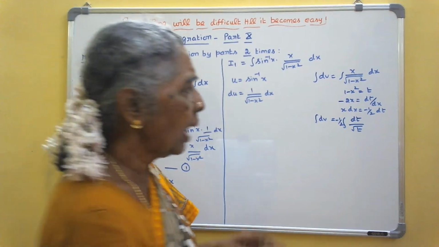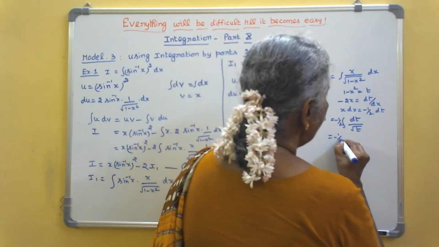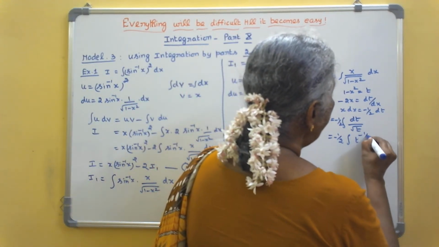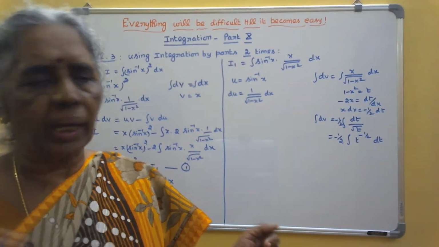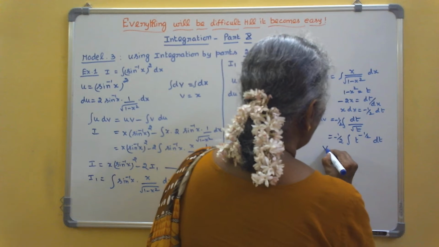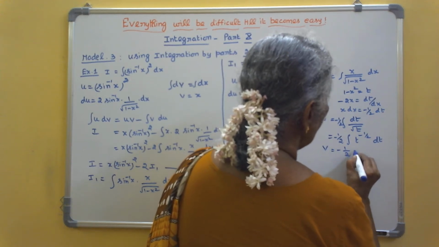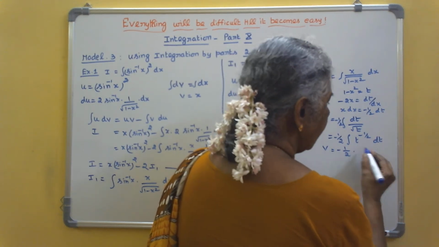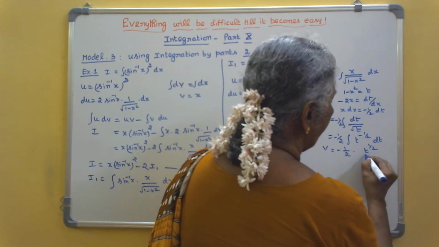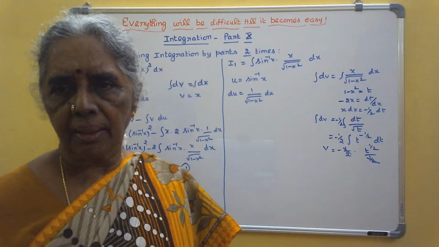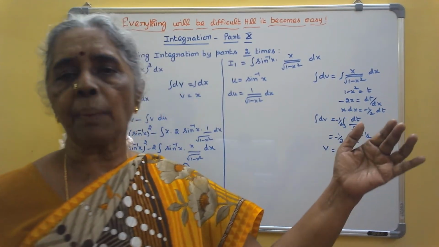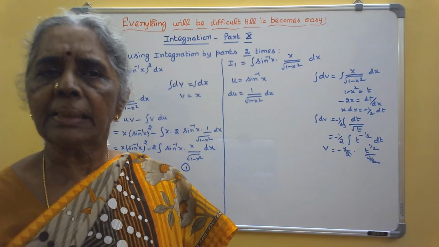Okay? Now I can write this as minus 1 by 2 integral t power minus half dt. Now I can integrate both sides. So we'll get v is equal to minus 1 by 2 into, when you integrate you will be getting t power half by half. This half and that half will get cut. You are getting then minus t power half. That will be minus root t.